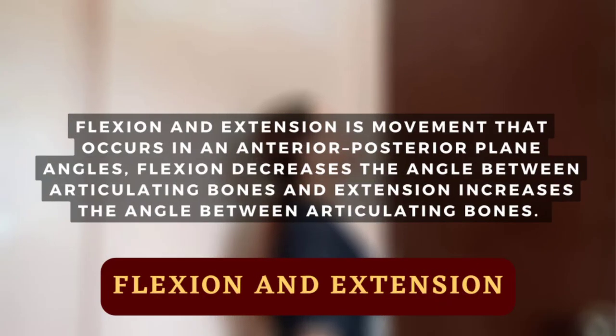Today I am going to discuss different movement terminologies together with two body parts' execution as an example. Flexion and extension. Flexion and extension is movement that occurs in an anterior-posterior plane of angles. Flexion decreases the angle between articulating bones, and extension increases the angle between articulating bones.